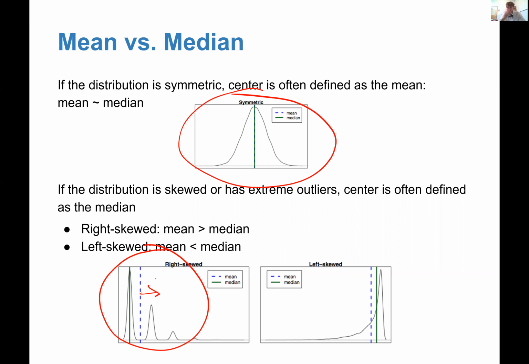So right skewed, move the mean right. And here, left skewed, move the mean left. Okay? So right skewed pulls the mean to the right, so the mean is bigger than the median, and left skewed pulls the mean to the left, so the mean is less than the median. Okay?